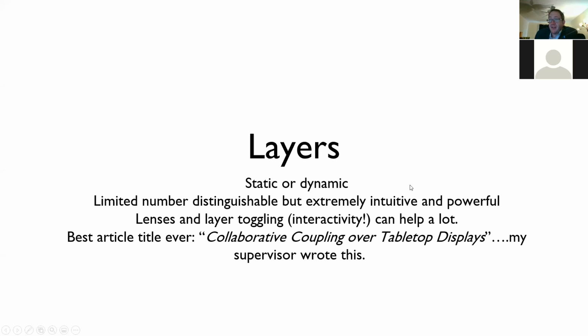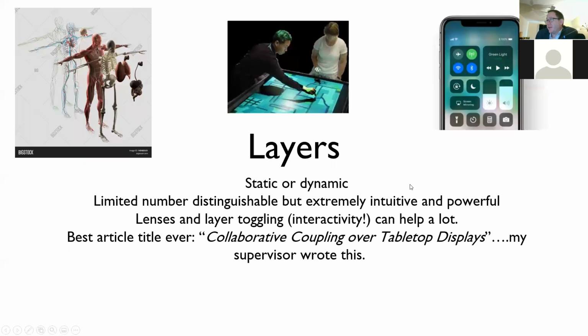A layer, I can have things like a magic lens. You have an example. There you go. This would be examples of layering. So this would be one of our forms of layering. One of my favorite articles of all time, just because I snickered. And I think this is my former supervisor, now at Tableau Research. Her research paper was called Collaborative Coupling Over Tabletop Displays, which sounds dirty. I don't know why. I'm juvenile. But that's what they went with for the title. So I love it as a title.